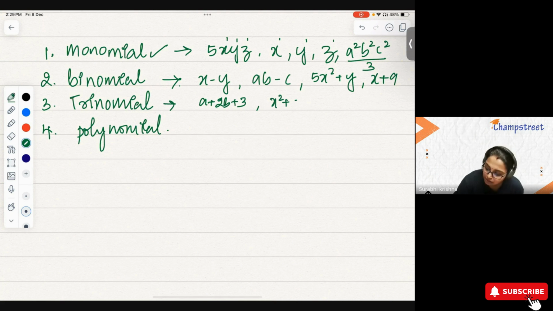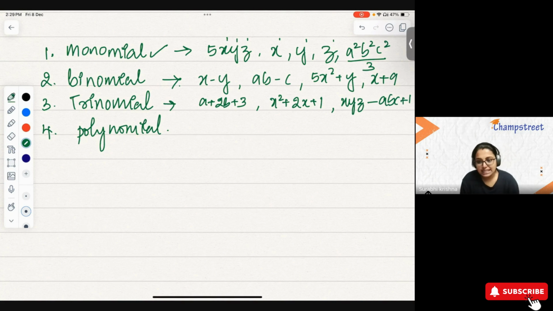x square plus 2x plus 1. Is this a trinomial term? Yes, of course, this is a trinomial term. xyz minus abc plus 1. Is this a trinomial? Of course.